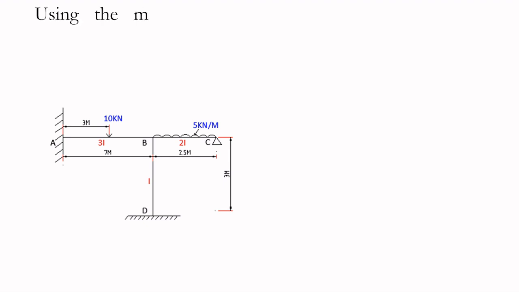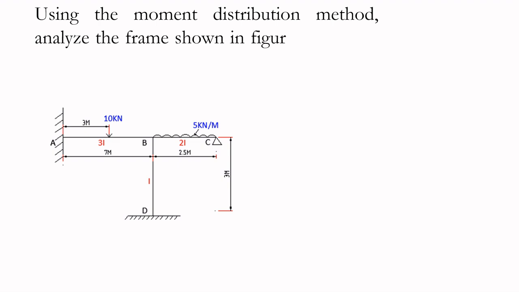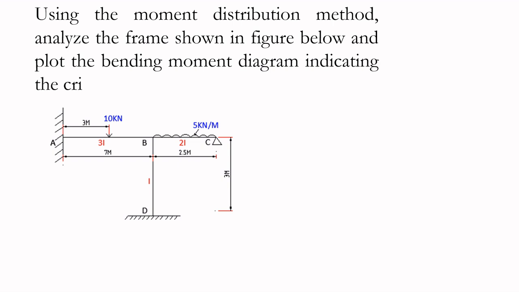Using the moment distribution method, analyze the frame shown in the figure below and plot the bending moment diagram indicating the critical values. Now this frame, for AB, the span AB has a length of 7 meters and a moment of inertia of 3I.